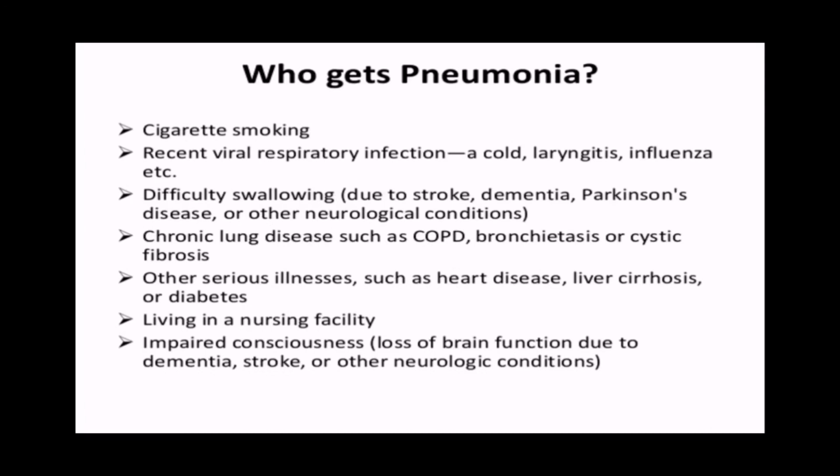Who gets pneumonia? A person who smokes cigarettes, has recent viral respiratory infections like a cold, laryngitis, or influenza, difficulty swallowing due to stroke, dementia, Parkinson's disease, or other neurological conditions, chronic lung disease such as COPD, bronchitis, and cystic fibrosis, other serious illness such as heart disease, liver cirrhosis, or diabetes, living in a nursing facility, impaired consciousness, or loss of brain function due to dementia, strokes, or other neurological conditions can get pneumonia.